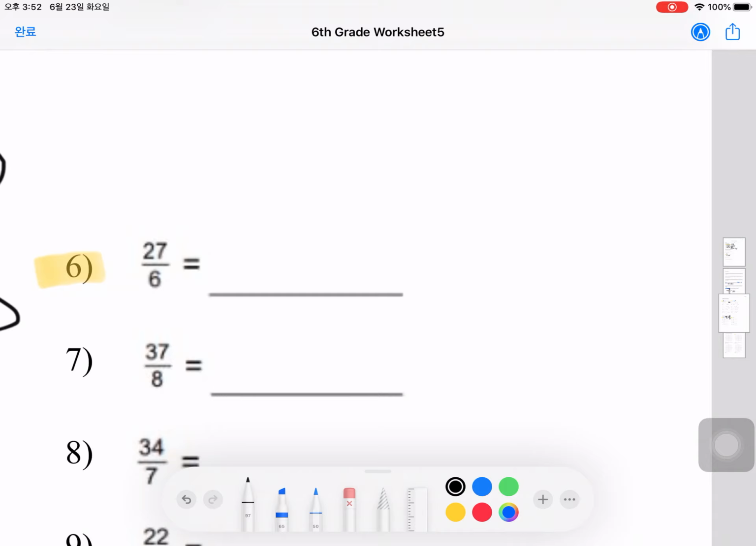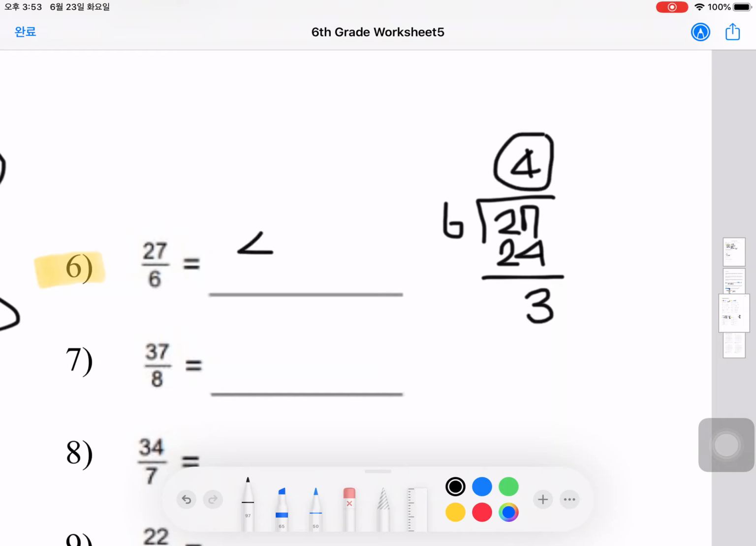27 over 6. So similar to the last one, we do 27 divided by 6. 6 goes into 27 4 times, 24. 27 minus 24 is 3. The big number would be 4, and the leftover 3 over whatever was the denominator of the original question, which is 6. But we're not done here.